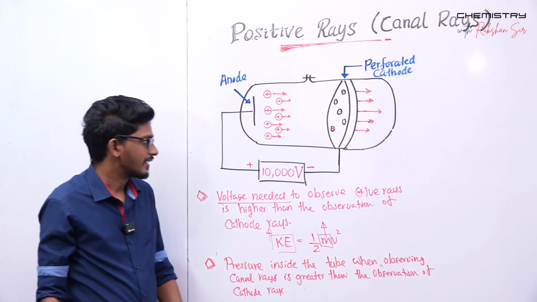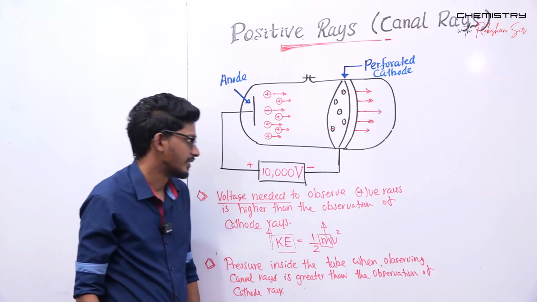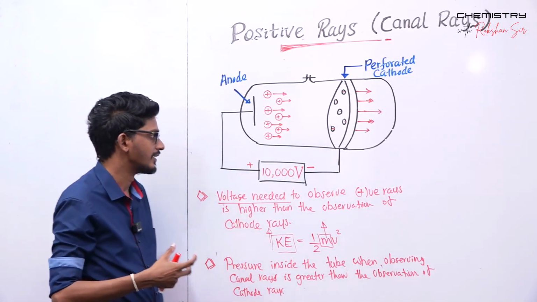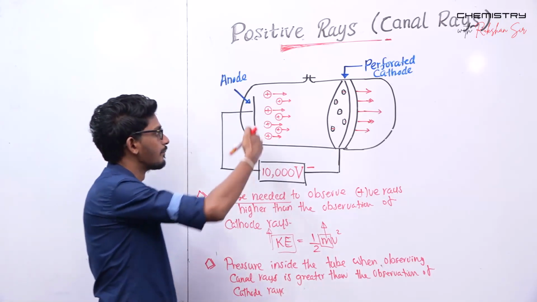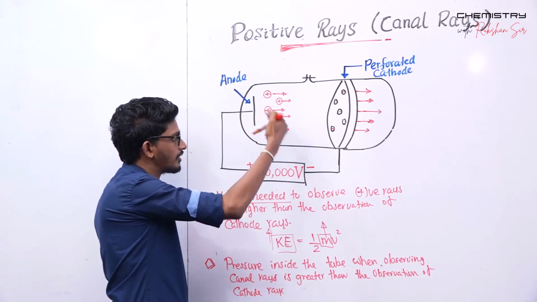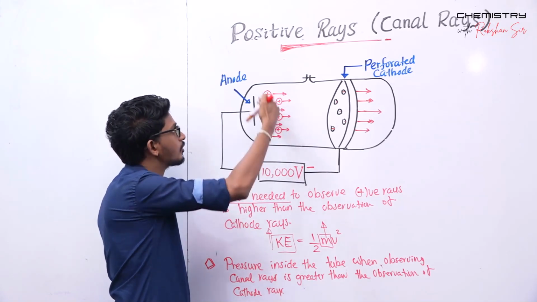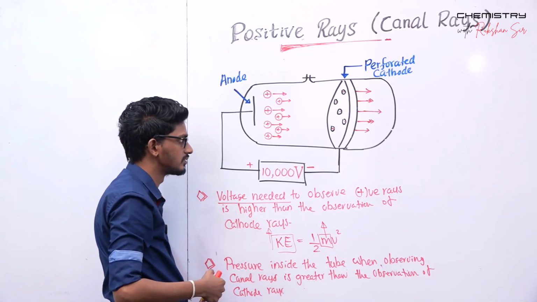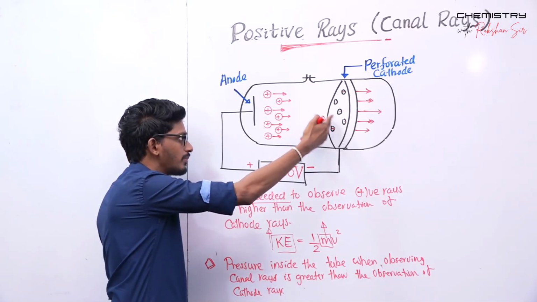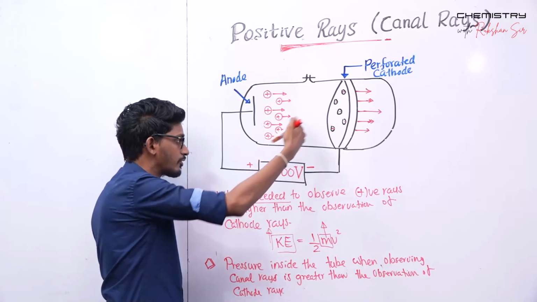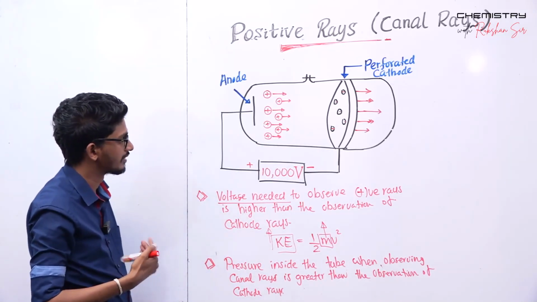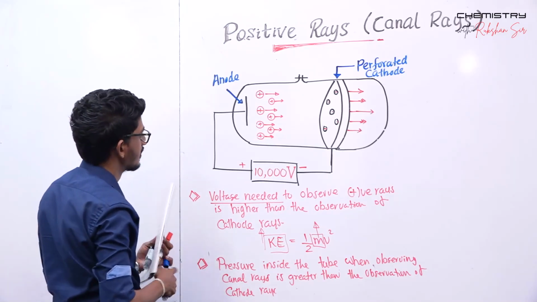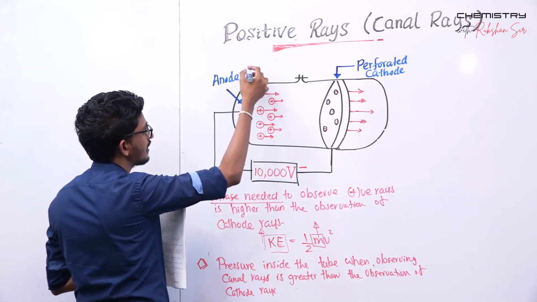Okay, next one. Why are these scientists saying that positive rays originate near the anode, not near the cathode, but near the anode, basically away from the cathode? The positive rays originate away from the cathode. That is a very important observation, so we'll write that as well.